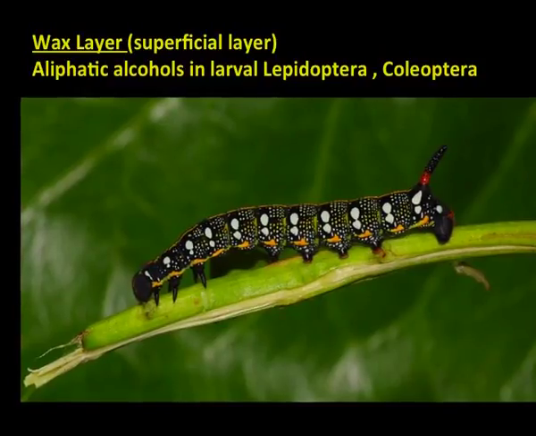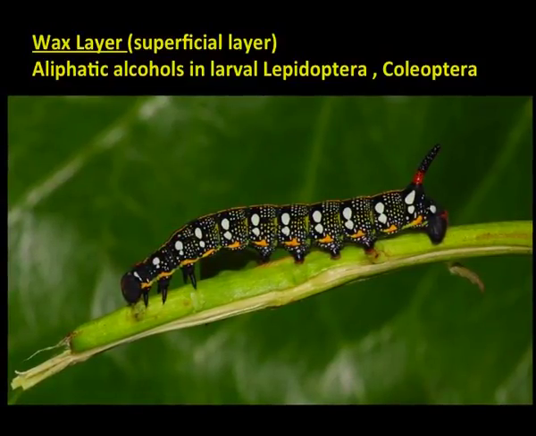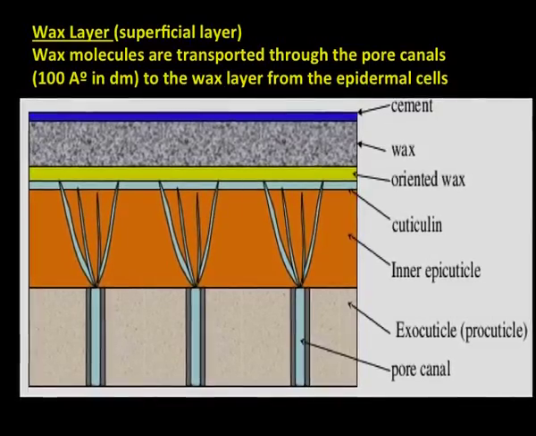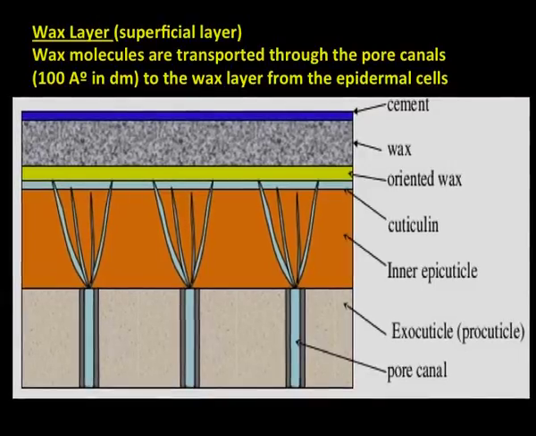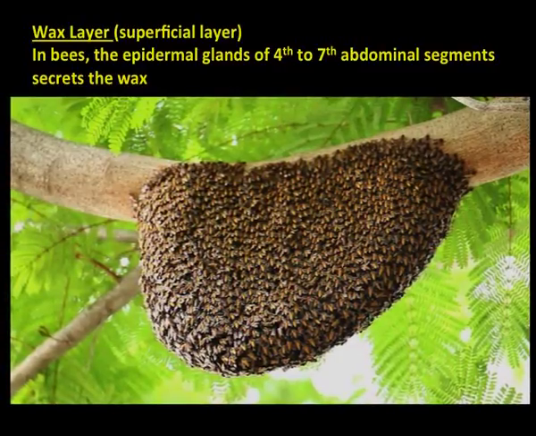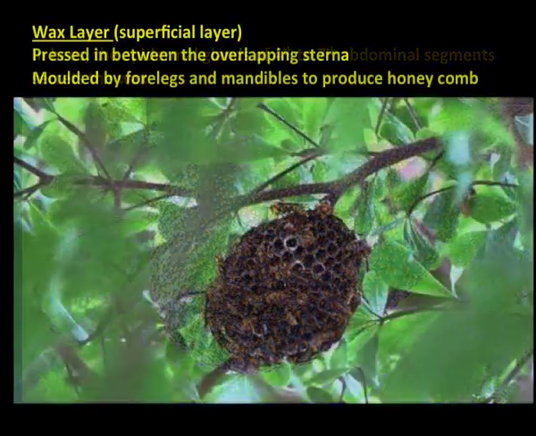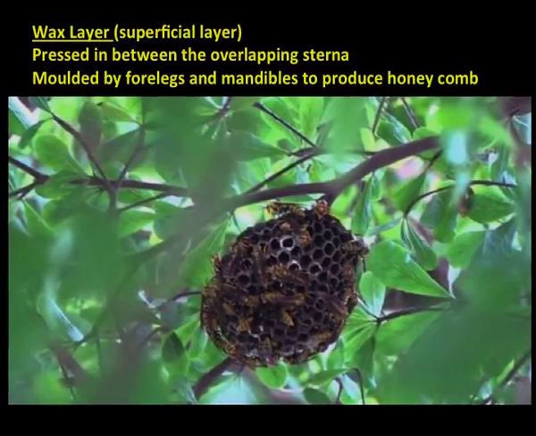Here the hydrocarbon carbon atom number is 12 to 50 and it may be odd or even. Aliphatic alcohols may also be present in some insects, for example, larval Lepidoptera and Coleoptera. Another important function of the wax layer is that it is impermeable to water and it can also recognize pheromones, sex attractants and molting stimulants. Wax molecules are transported through the pore canals, which are 100 Angstrom in diameter, to the wax layer from the epidermal cells. In bees, the epidermal glands of the 4th to 7th abdominal segments secrete the wax and it is pressed in between the overlapping sterna. This is molded by the forelegs and mandibles to produce the honeycomb.